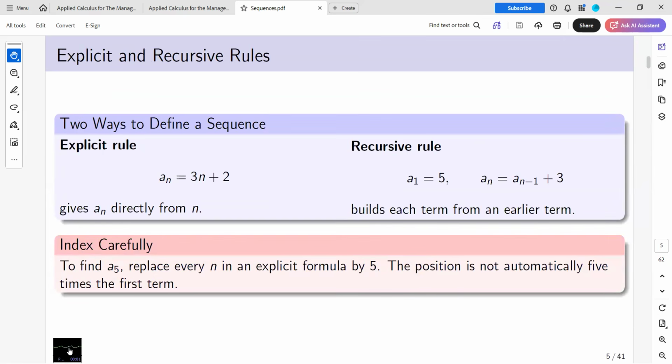An explicit formula jumps directly to any requested position. A recursive rule starts from known terms and builds forward. Explicit formulas take the elevator. Recursive formulas prefer the stairs.